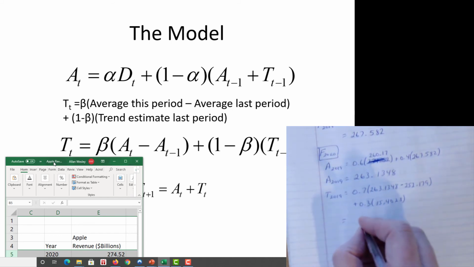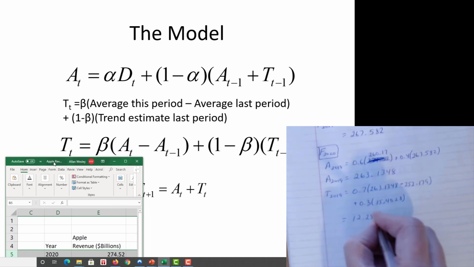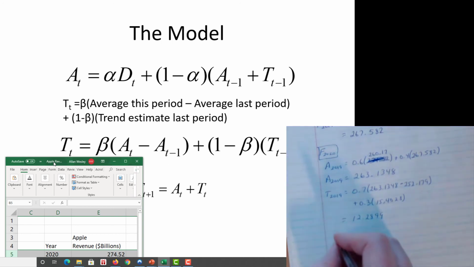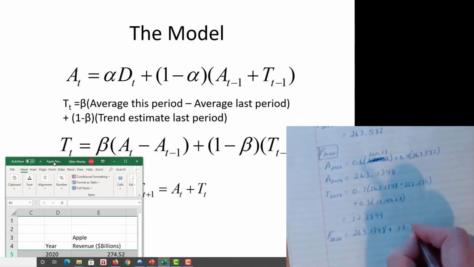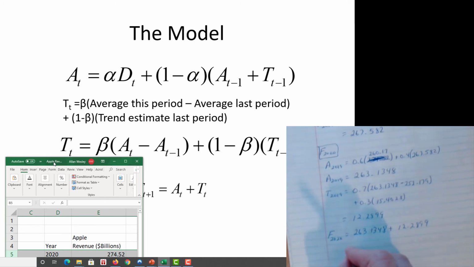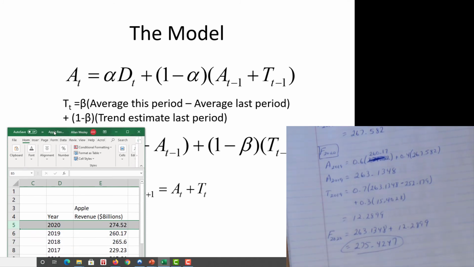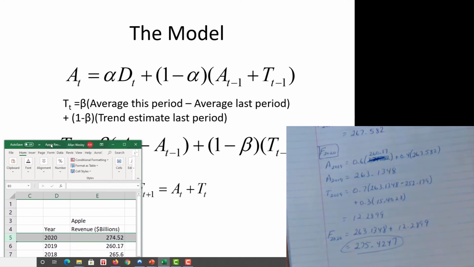And the new trend, 12.2899, making the forecast for 2020 equal to 263.1348 plus 12.2899, and our big estimate for the forecast for 2020 was 275.4247. What was it in actuality? 274.52. Damn it! We predicted 2020.